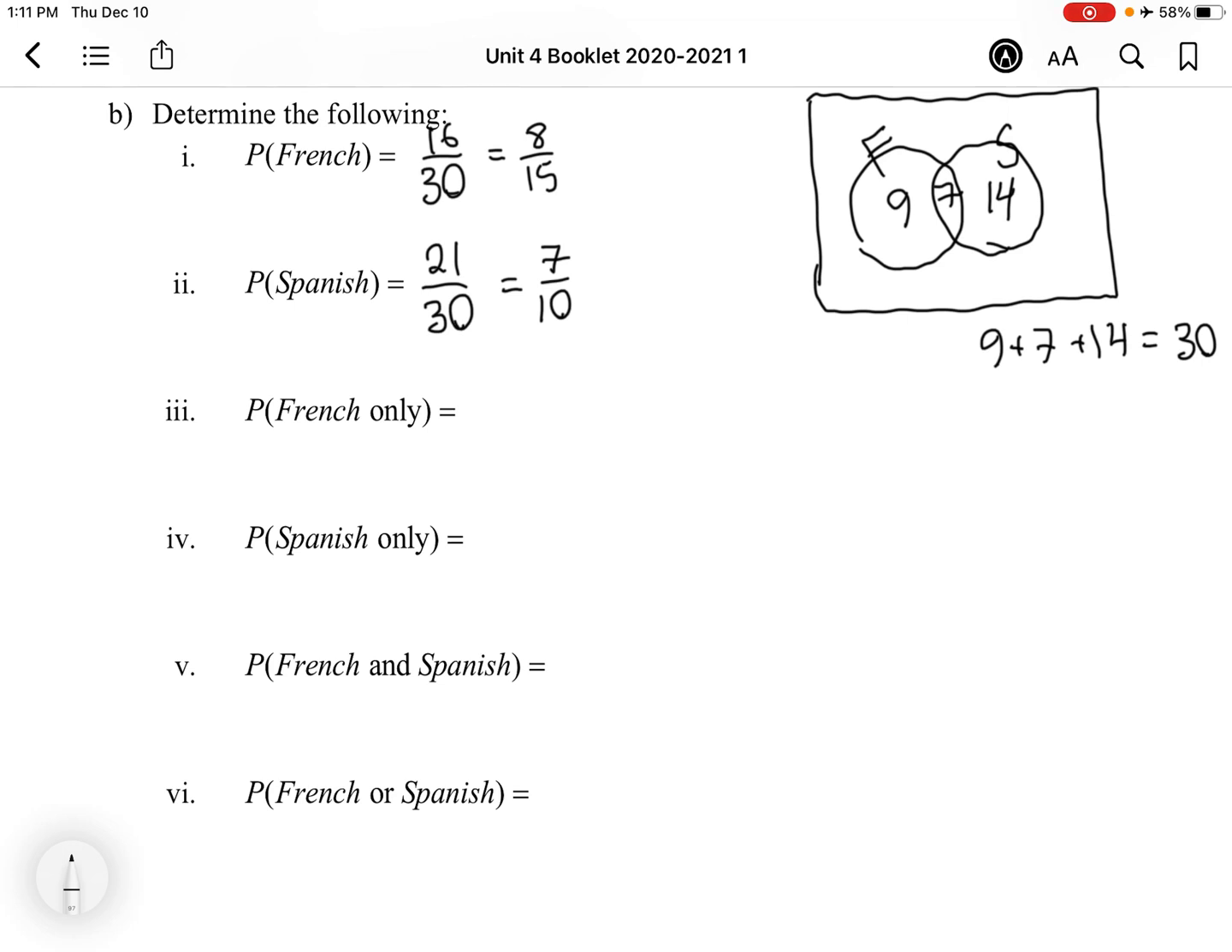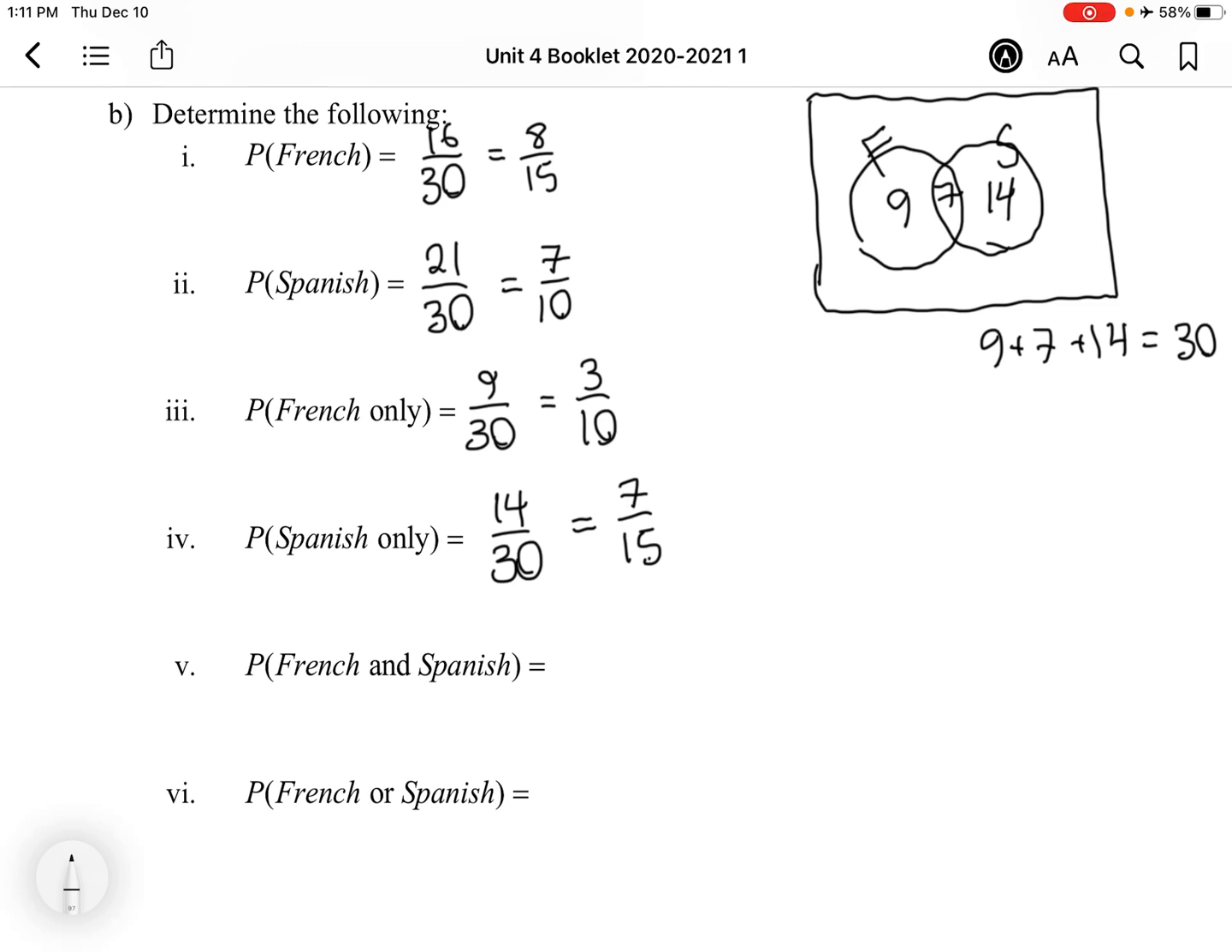What's the probability that someone studies French only? Well, French only is the 9, and this is where the Venn diagram is really important. If you didn't have this Venn diagram, it'd be really hard to see that that was only 9. Okay, so this is 9 over 30, and that reduces to 3 over 10. Probability that someone studies Spanish only is 14 over 30, which reduces to 7 over 15.